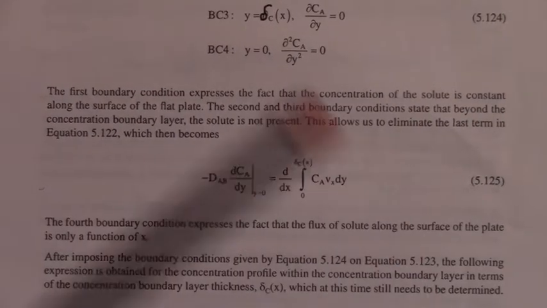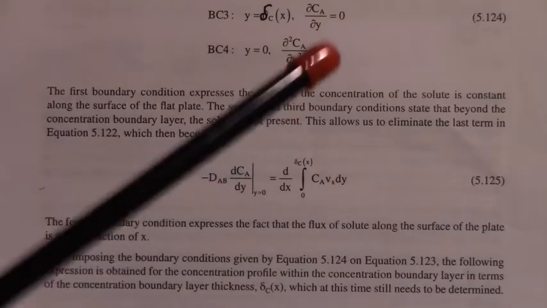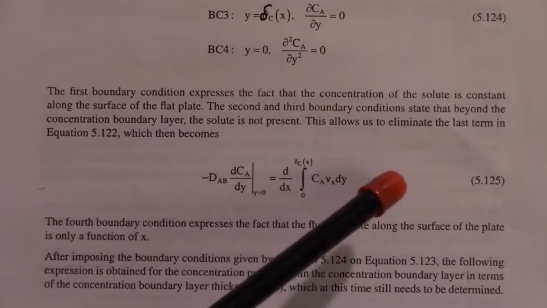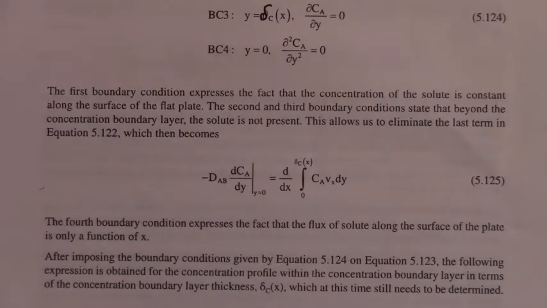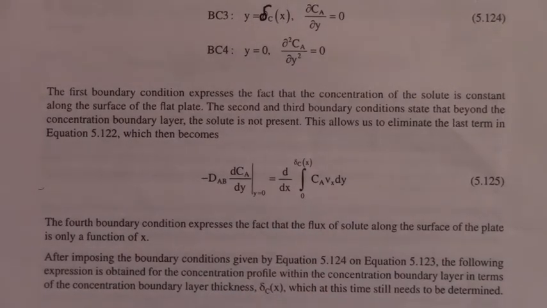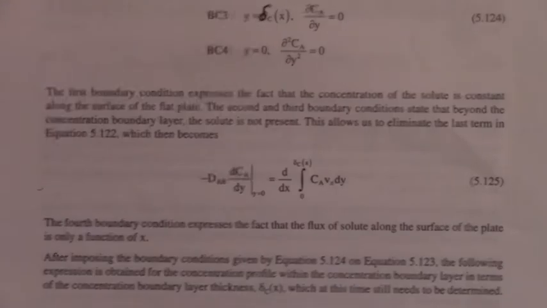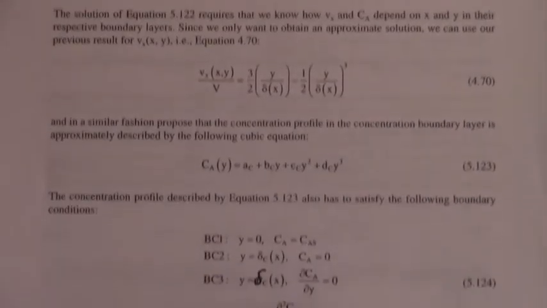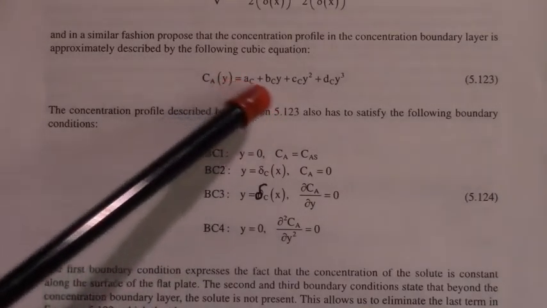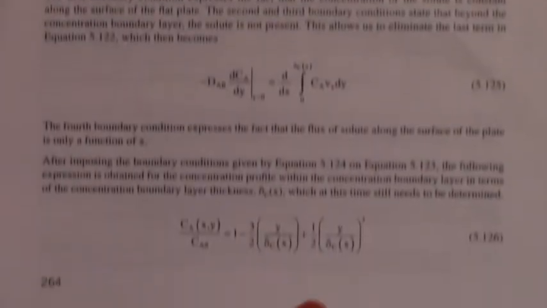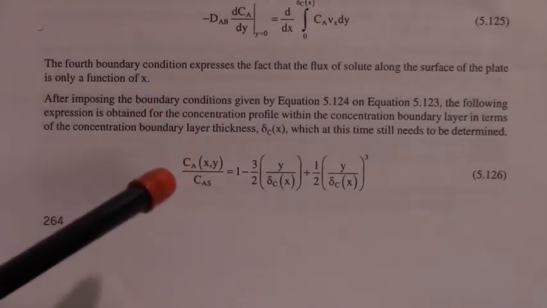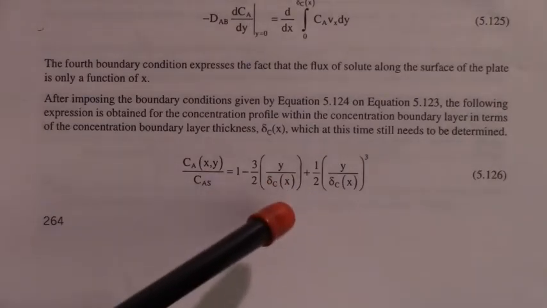Now, when we introduce these boundary conditions, especially boundary condition 2, we lose that convective term out the top of the box, and we just end up with this differential equation right here that would need to be solved. Now, if you take equation 5.123, which we had up here, and use these boundary conditions to find the four constants a through d, you end up with equation 5.126, which is the concentration profile of the solute within its boundary layer, delta C.